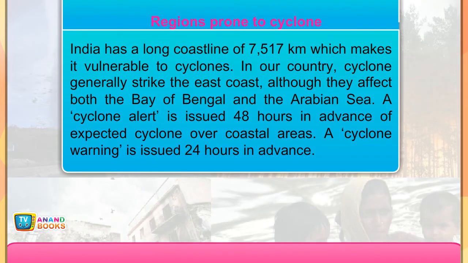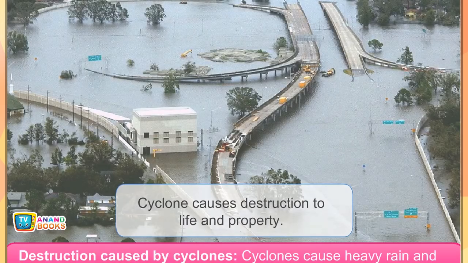Regions prone to cyclones. India has a long coastline of 7,517 kilometers, which makes it vulnerable to cyclones. In our country, cyclones generally strike the east coast, although they affect both the Bay of Bengal and the Arabian Sea. A cyclone alert is issued 48 hours in advance of an expected cyclone over coastal areas. A cyclone warning is issued 24 hours in advance.